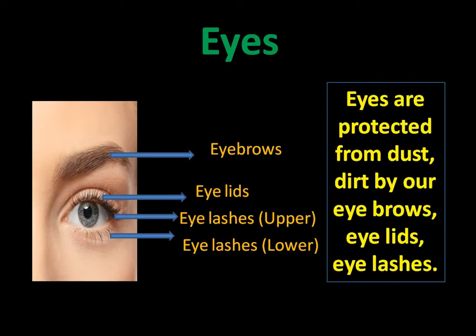On the outer side, your eyes are being protected by your eyebrows, your eyelids, eyelashes. These are the upper eyelashes, these are the lower eyelashes. So whenever there is dust in the air, your eyelids and eyelashes just close down, these hair lock in between themselves and your eyes are protected from dust and dirt.